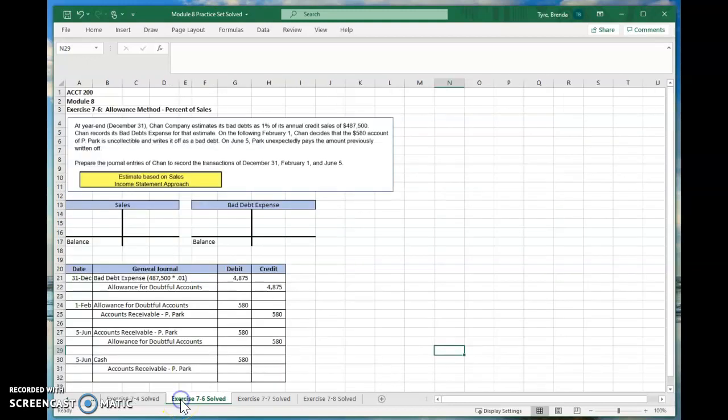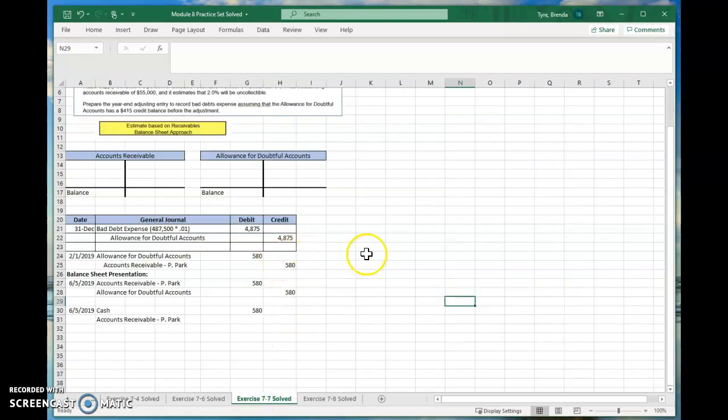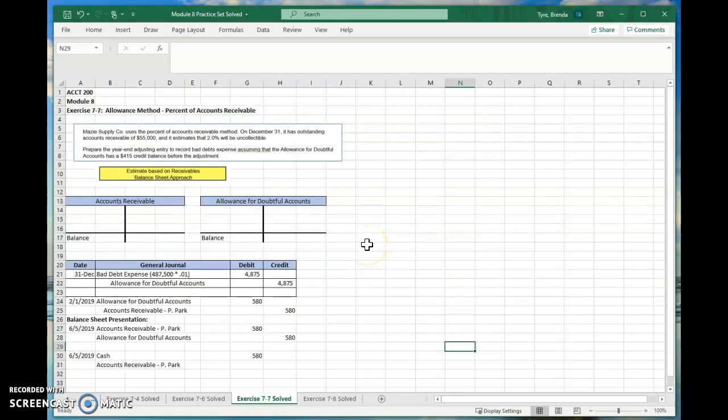Now let's take a look at exercise 7.7. Here we are going to look at the balance sheet approach. Let's see, we didn't get over to 7.7, there we go. This will be the balance sheet approach.